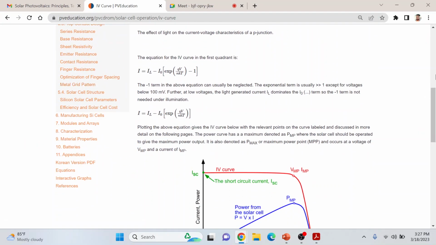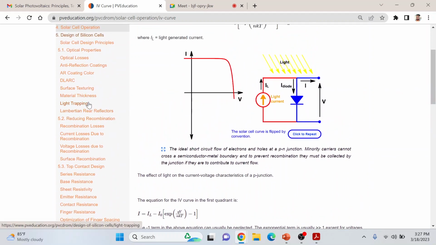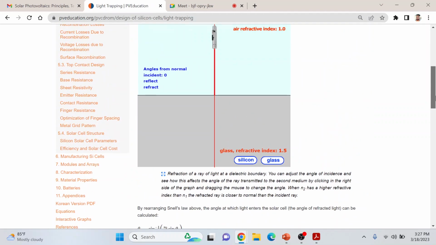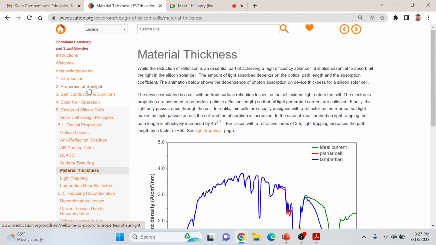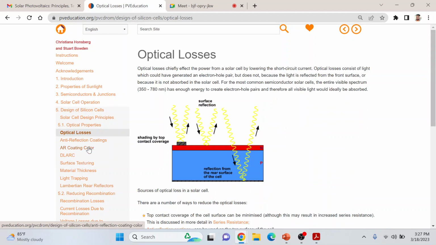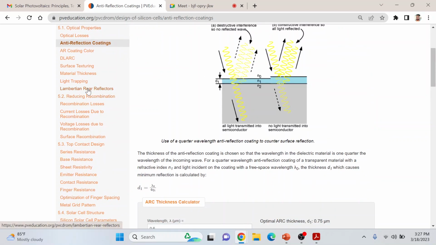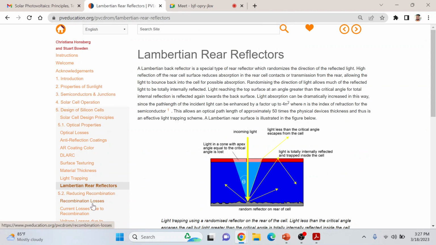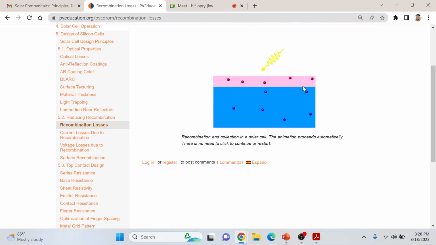So if I show you the thing that I was talking to you about, where was it? Yeah, this was related to the surface texturing, how this texturing plays a role, and the optical losses that we already talked about. One more thing was there that I was talking to you about. Where has it gone? Reflection coating. Yeah, there it is. Recombination losses. So this was the recombination losses.